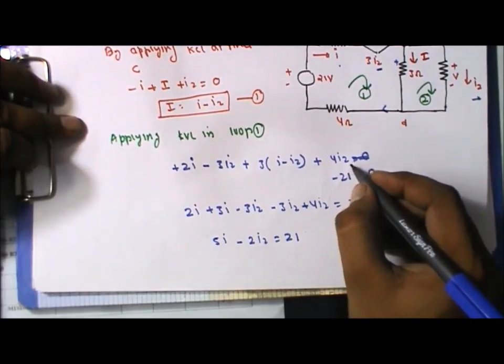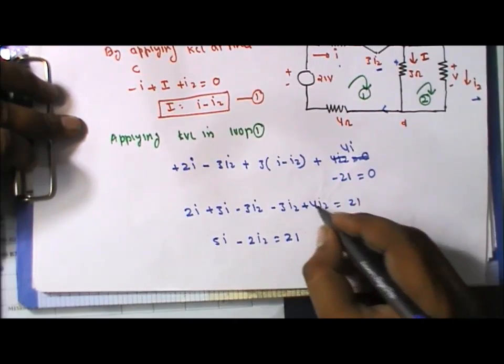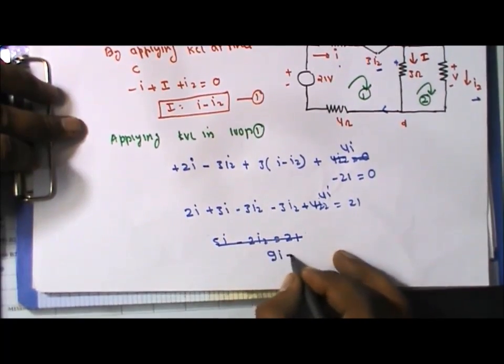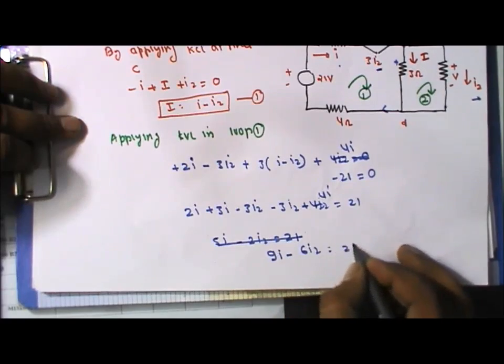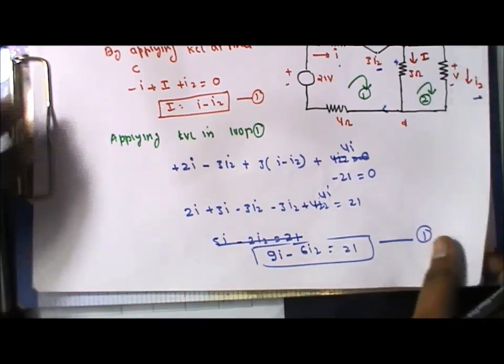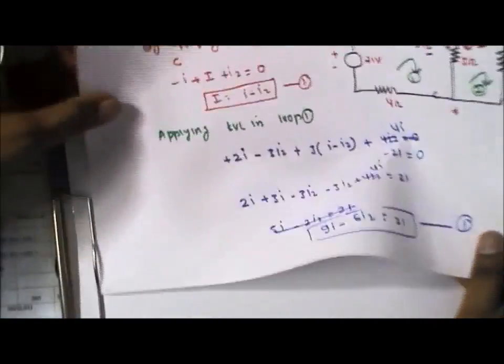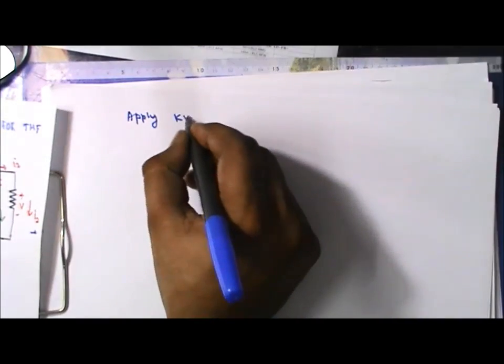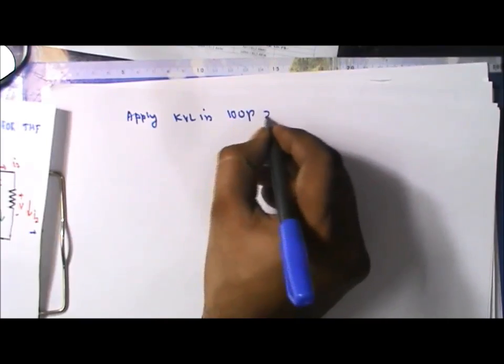It is 4I, so we can solve it. 9I minus 6I2 equals to 21. This is our equation number 1. Now apply KVL in loop 2.